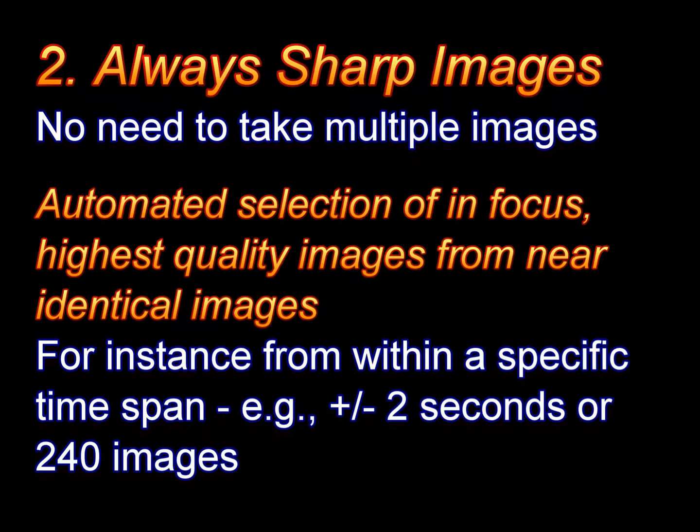Second, EndoMetric can make sure your images are always sharp, avoiding the need to take multiple images. As EMIS has the entire procedure, the best image surrounding the image taken can be automatically selected. For instance, within a time span of plus or minus 2 seconds from the image, or within 240 images.